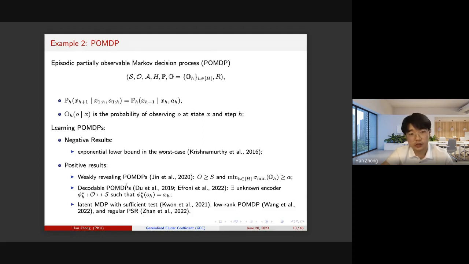Also, for the decodable POMDPs, also known as the block MDPs, there exists an unknown encoder function phi_h star, which is a mapping from the observation space to the latent state space, which encodes each observation to a latent state. There are also some other tractable partially observable models: latent space with sufficient test, low-rank POMDPs. Also, our framework captures the PSR model, but I will not give the concrete definitions of PSR, and you can check our paper, or maybe we can discuss the PSR later.